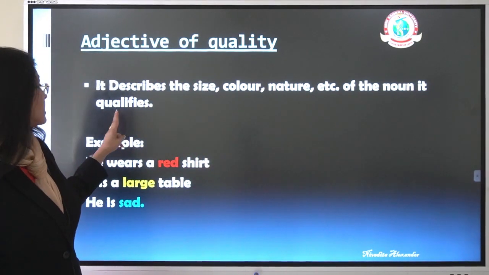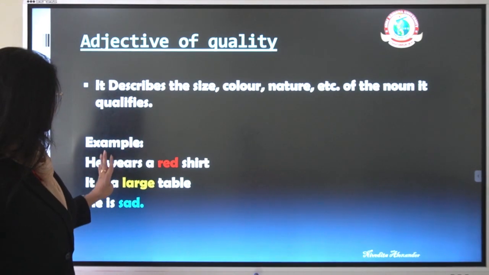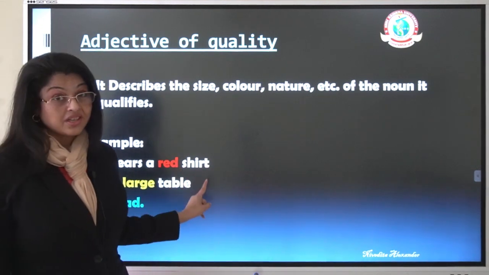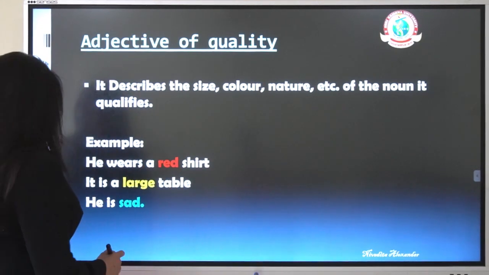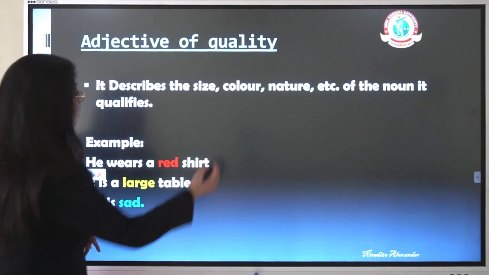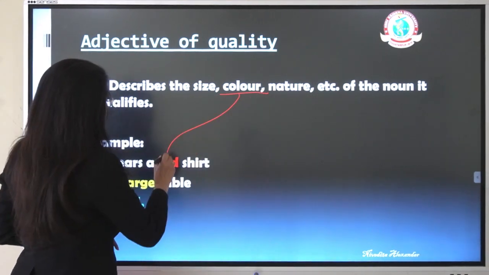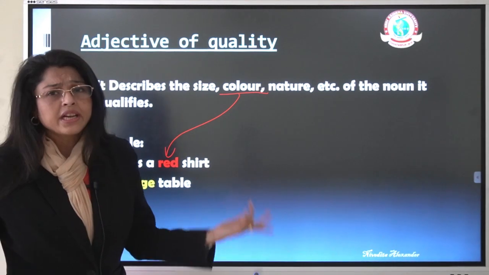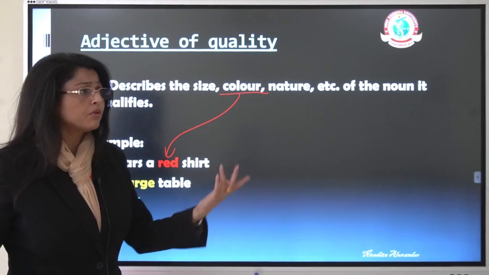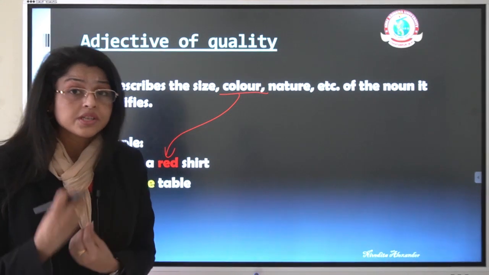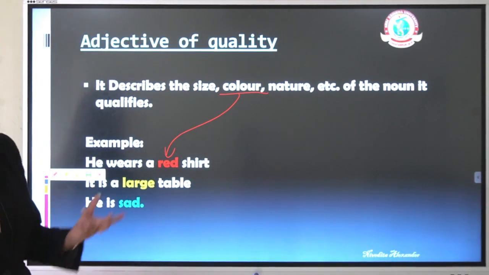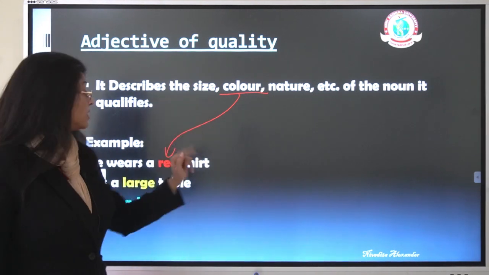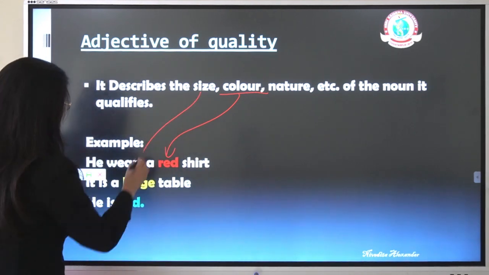And it qualifies. Okay. Example: he wears a red shirt. Now this red is an adjective. Why am I saying it's an adjective? Because here you see this is the color. So this is one adjective of quality. It could be any kind of shirt, white shirt or blue shirt, but the particular shirt you are pointing at is a red color shirt. It has a large table. Now see the size, this one is showing the size.